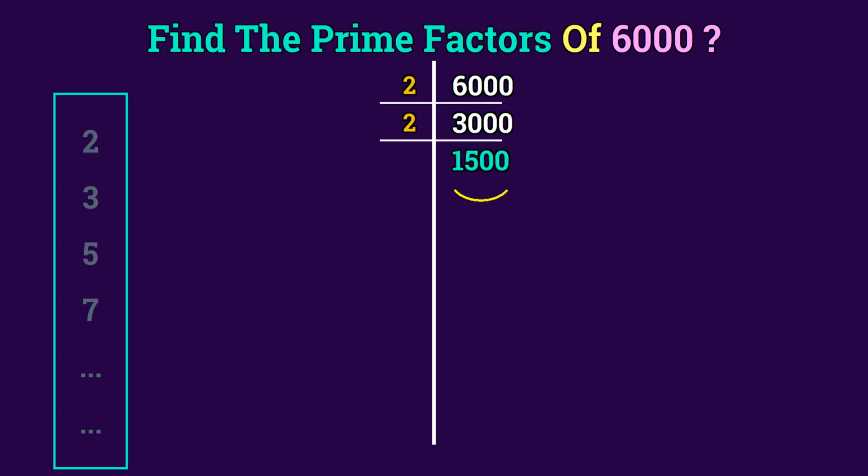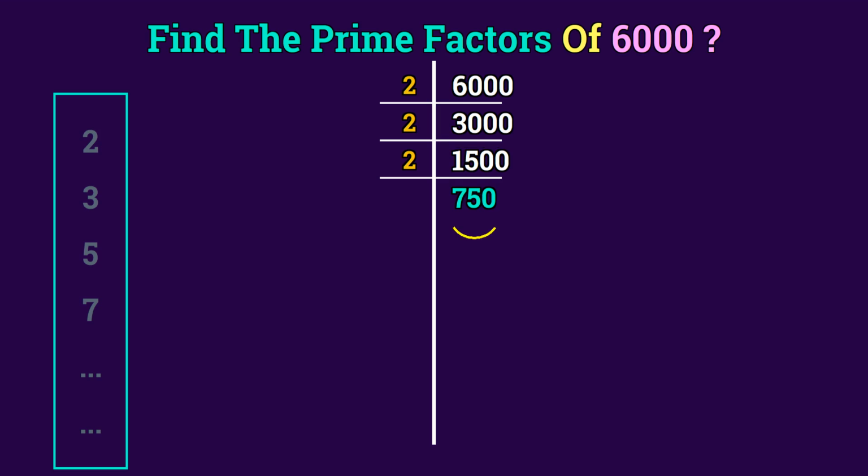Dividing 1500 by 2, which equals 750. So 1500 divided by 2 equals 750.